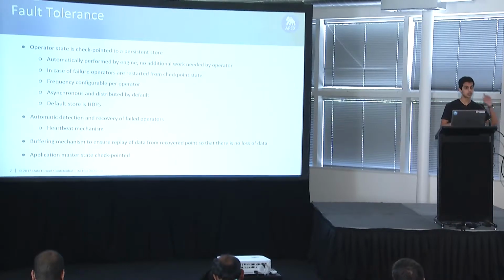So let's say I have an operator which has a field called sum, and the value on that is 10. If that operator goes down, AppMaster negotiates another container, initializes it to the state 10, and that operator starts processing from that point on.